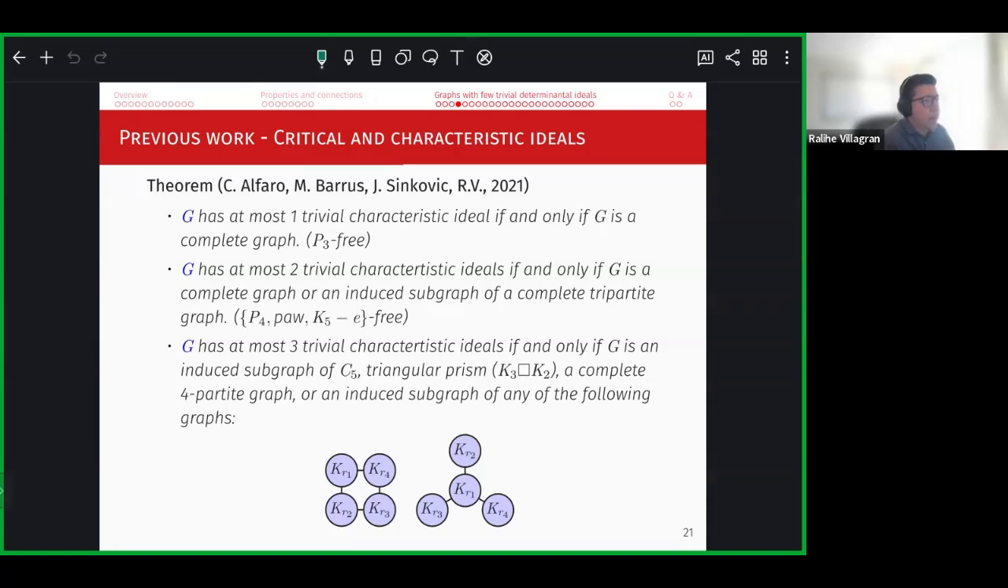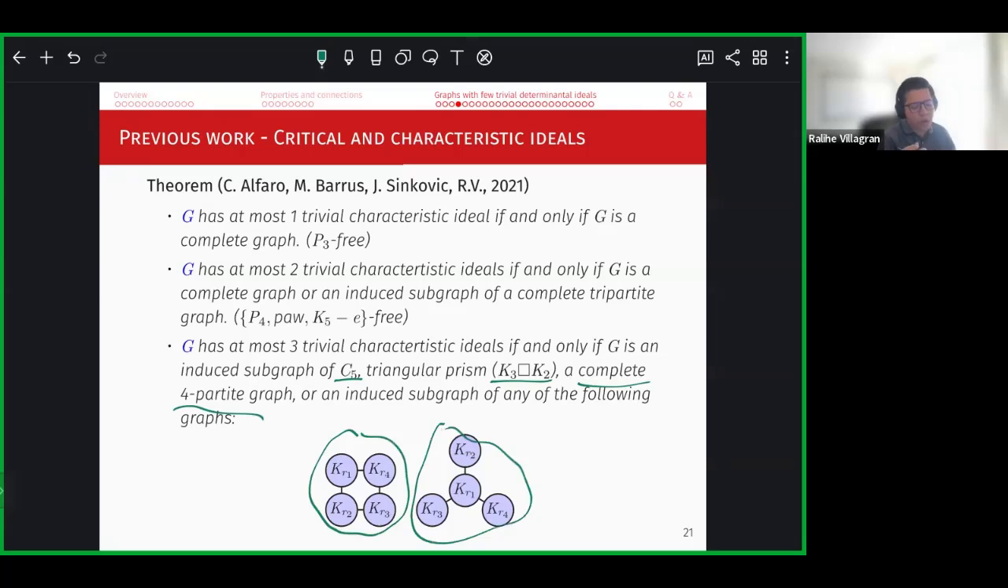But if we are thinking about characteristic ideals, we can actually characterize the set of graphs with at most 3 trivial characteristic ideals. Those are the cycle of size 5, the triangular prism, a complete 4-partite graph, or a graph that looks like this, or like this.